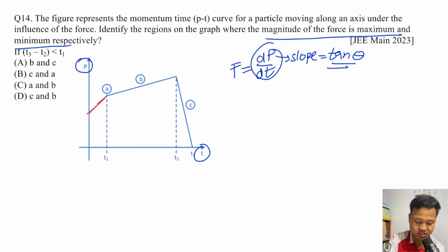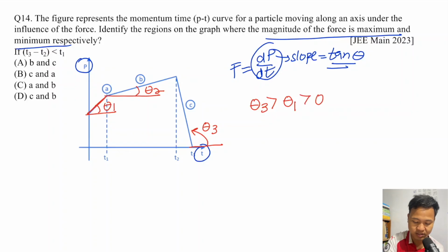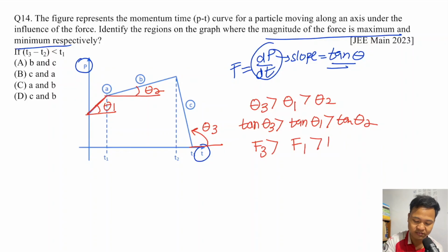So here you see the first part has theta 1, the second part has theta 2, the third part has theta 3. So from here I can see that theta 3 is the greatest, and then I have theta 1 and then theta 2. That means in the same way tan theta 3 is greatest, then tan theta 1, then tan theta 2. Slope is tan theta, and slope gives force. So that means F3 is the greatest. Okay. And then you have F1, and F2 is the least.